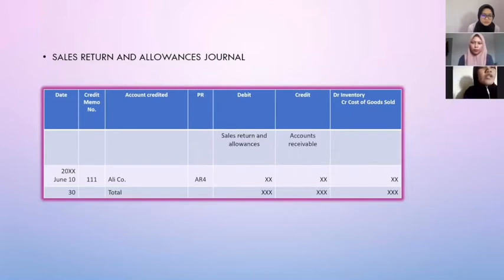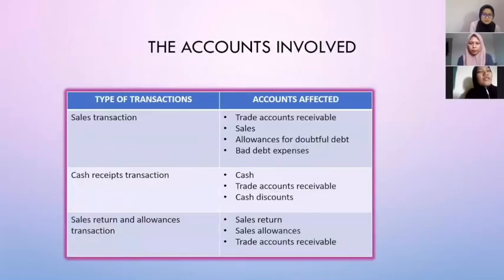Here is the sales return and allowance journal format, which consists of date, credit memo number, amount credited, post reference, debit and credit, and also inventory and cost of goods sold columns. Okay, next, we will talk about the accounts involved in the revenue process.